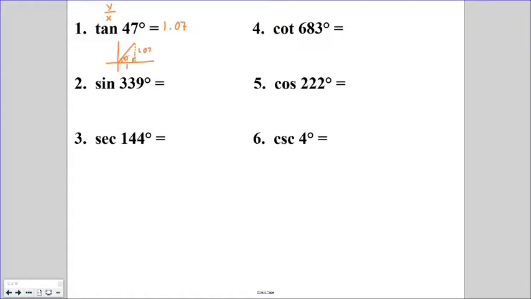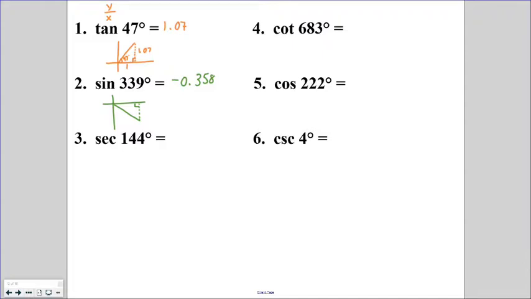Okay, the sine of 339. Again, I don't need to write anything out there. That's what we're just typing straight into the calculator. When I calculate this, we get negative 0.358. And now I'm going to draw a diagram. So 339 degrees, somewhere down here in the 4th quadrant. I'm going to drop a perpendicular and draw a triangle here.